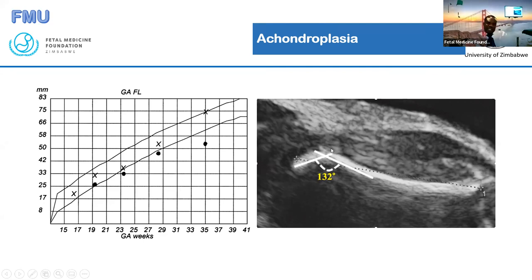But if you look at where the diaphysis is ending and compare that angle to the metaphyseal, you'd see there's some angulation in achondroplasia. So we need to look for this feature when we are scanning these patients. And this angle, if it is more than 1/3, it is typical of achondroplasia, right?